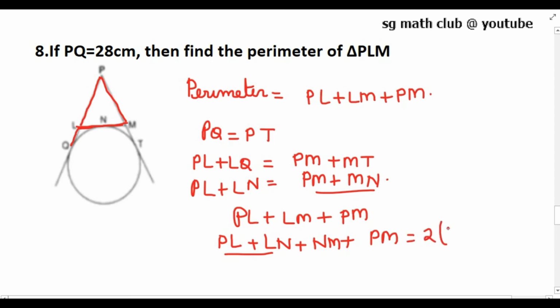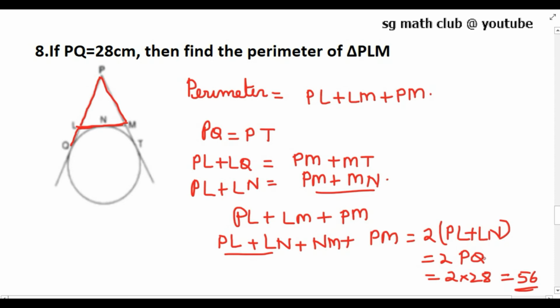So this I can write 2 times PL plus LN. And what is PL plus LN? It is nothing but PQ, and already in the question PQ is given, it is 28. So the perimeter of this triangle will be 56.